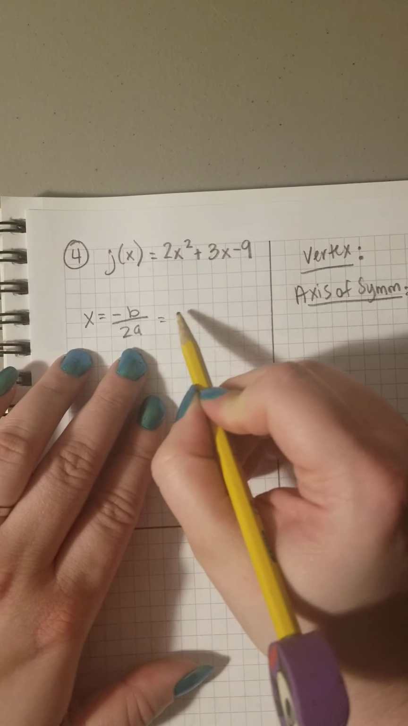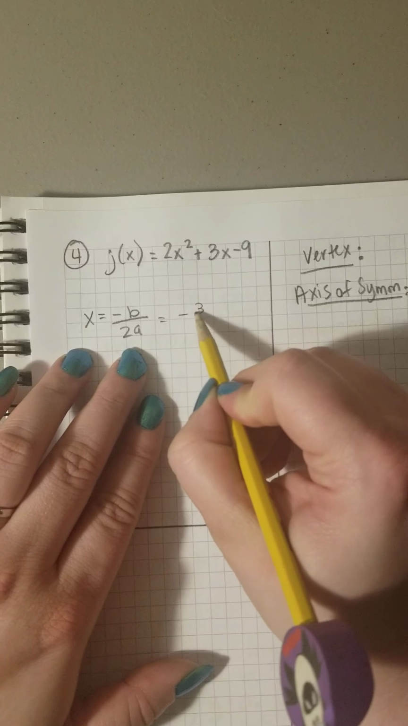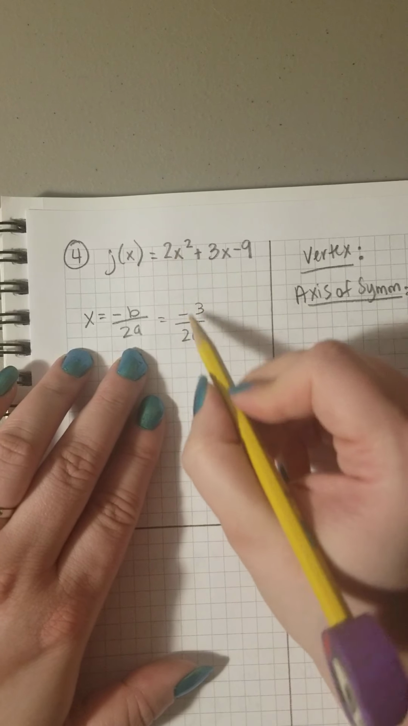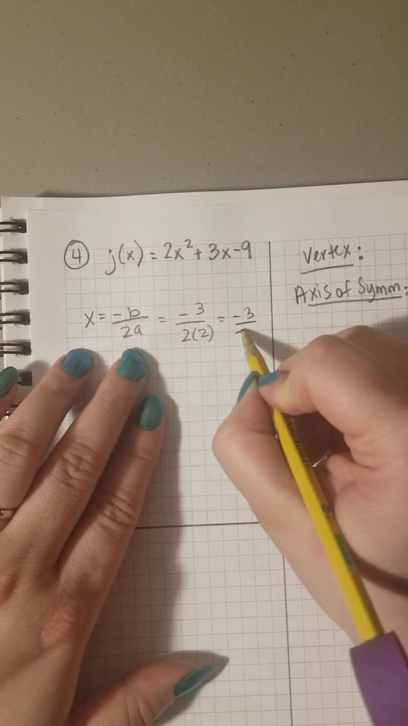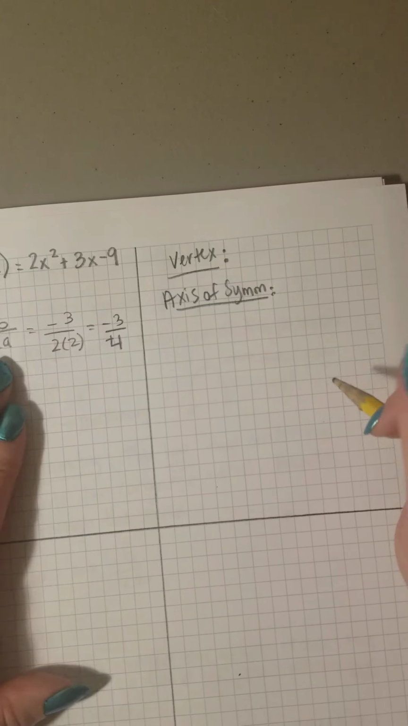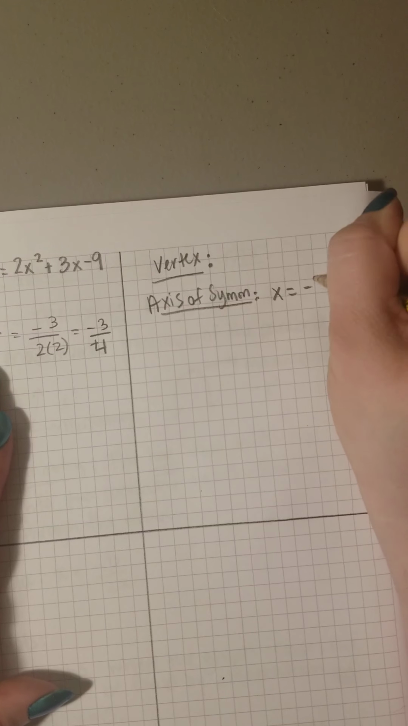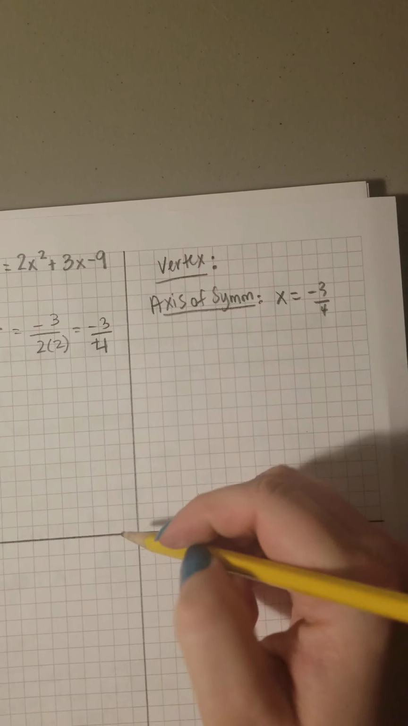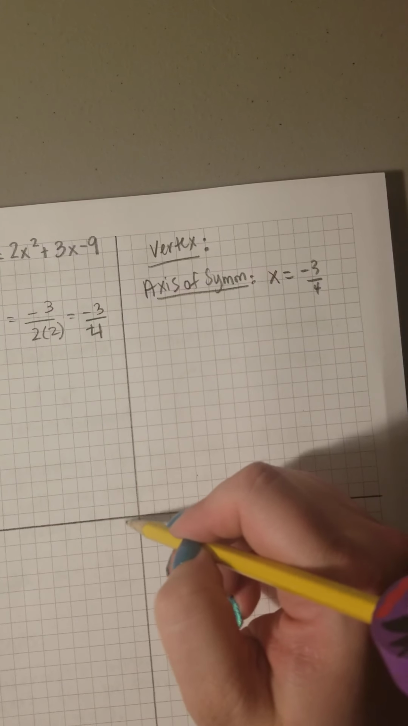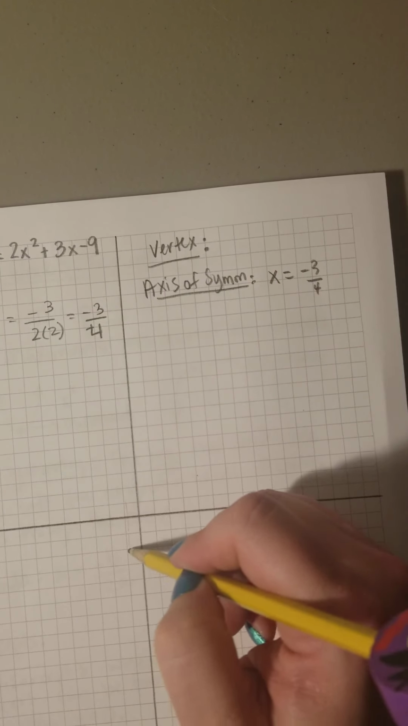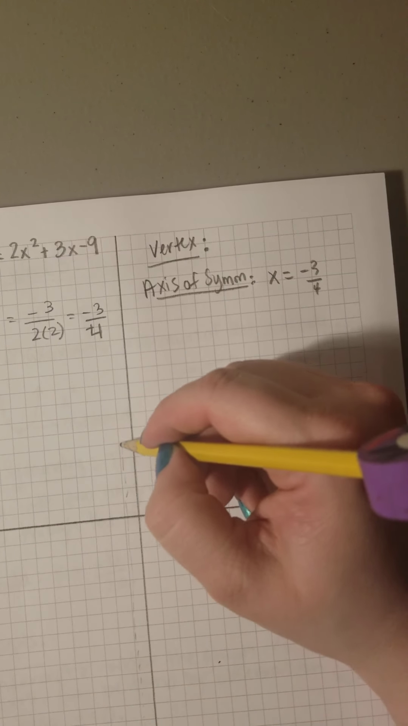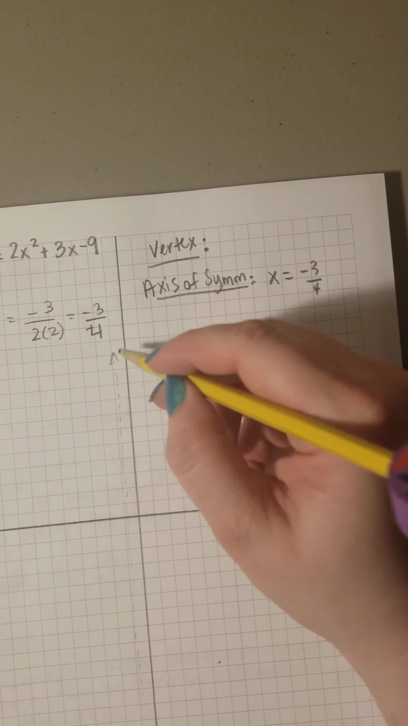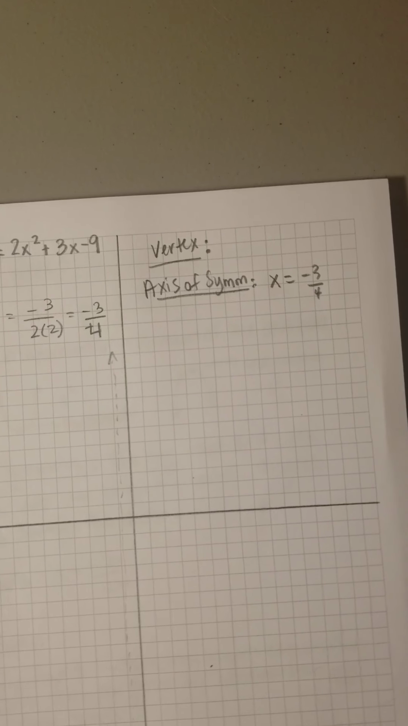I've got negative 3 over 2 times 2. So my axis of symmetry is happening at negative 3/4. X equals negative 3/4. So somewhere really close to 1, but not really 1. So if I was to put that in, I'm just going to sketch that in really lightly, like that. That would be my axis of symmetry.